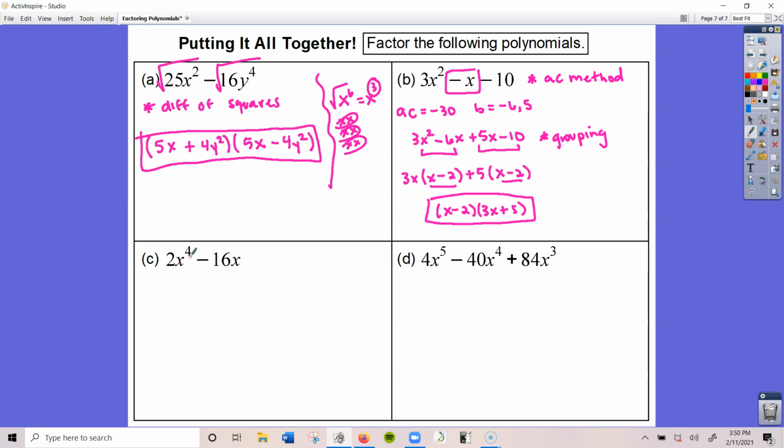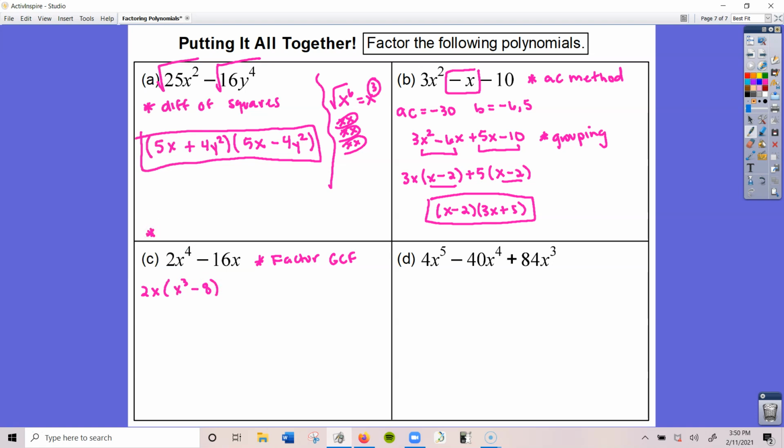Now here we have 2x to the fourth minus 16x. Every time I'm working with any polynomial, the first thing I like to do is check to see if we can factor out the GCF, the greatest common factor. Both of these have a 2x in common. When I factor out a 2x, I'm left with x cubed minus 8. Whenever you have an exponent that is divisible by 3, that means it's a perfect cube. And 8 is a perfect cube. So we're going to have to factor this.